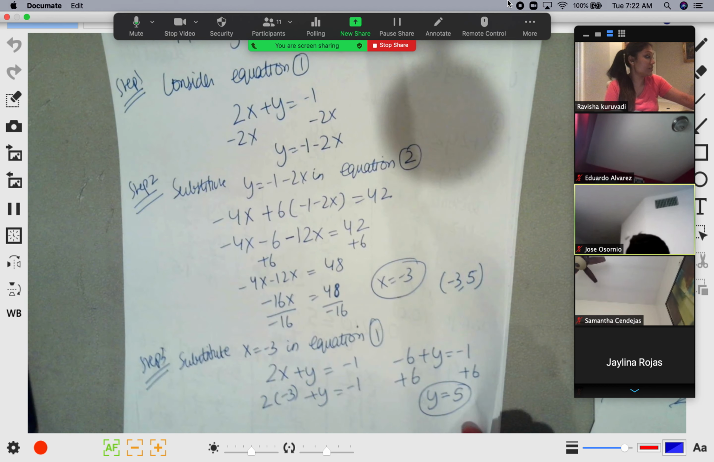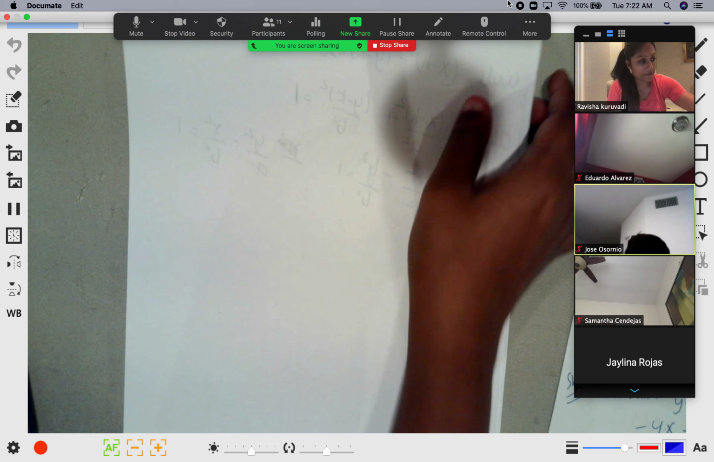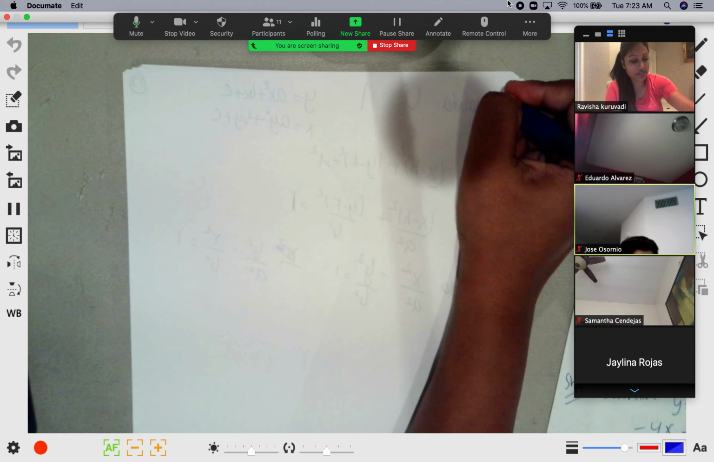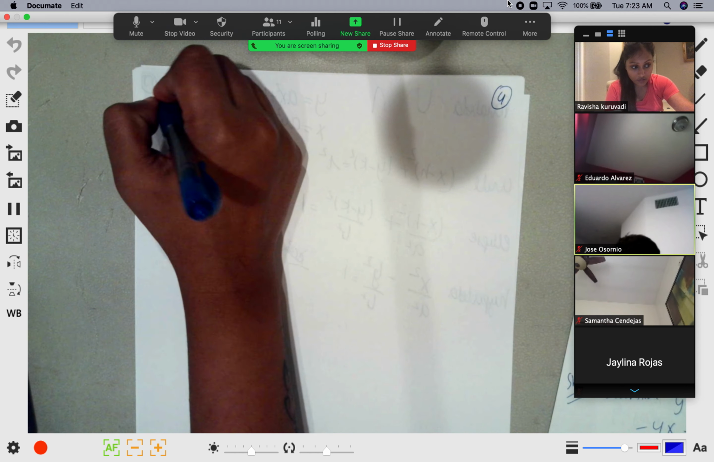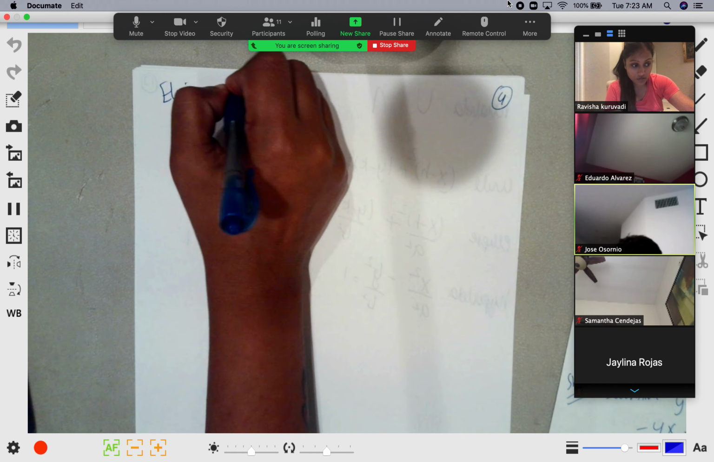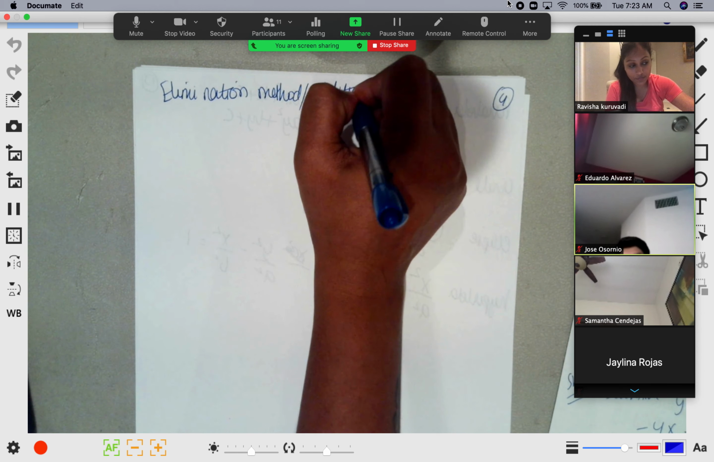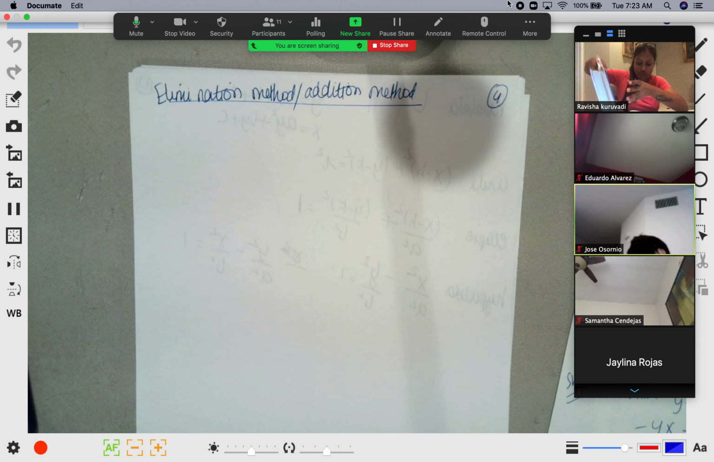The next method is known as the addition method. The next method is known as elimination. In your book it is known as elimination. Usually it is known as the addition method also. It's the same thing, addition method and elimination method. Again I'm writing the steps. Make sure you write the steps for yourself. The steps are not given in your book.